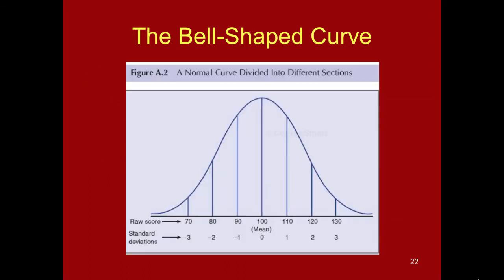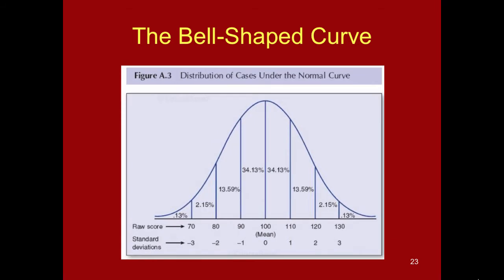Let's say we have a bell-shaped curve with a mean and median of 100 and a standard deviation of 10. Notice that the bell shape has been segmented evenly across the x-axis at each standard deviation. If we go up one standard deviation from the mean, there is a line at 110, and if we go down one standard deviation, there is a line at 90.